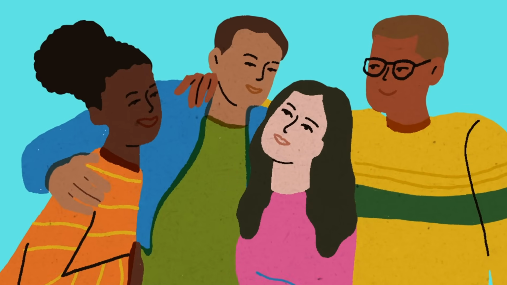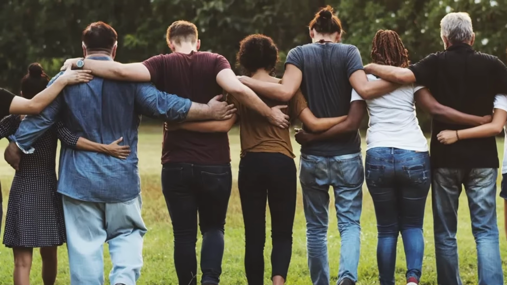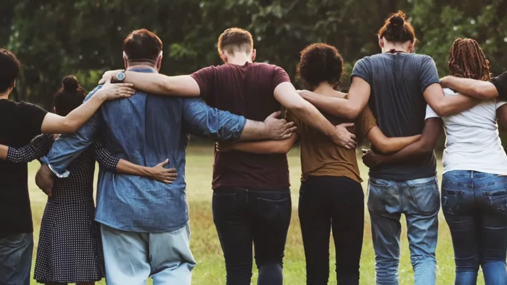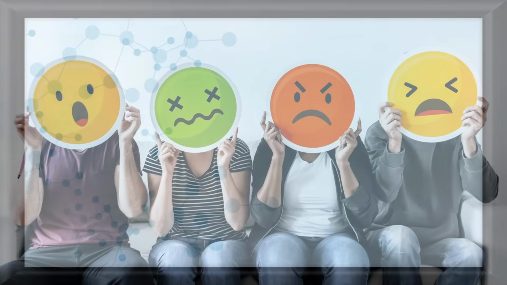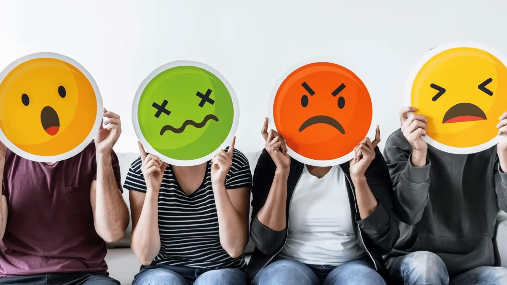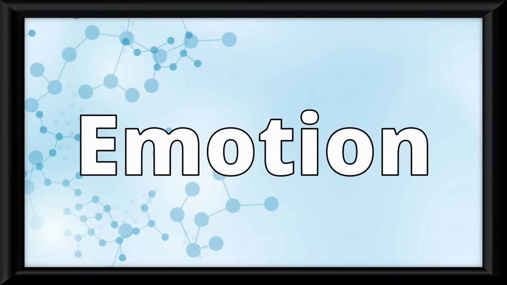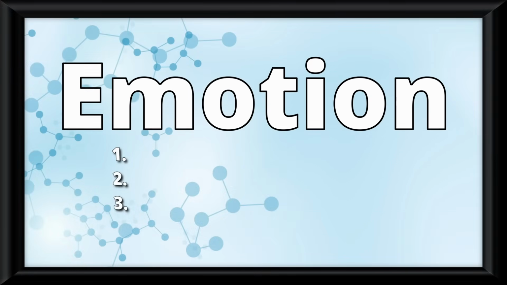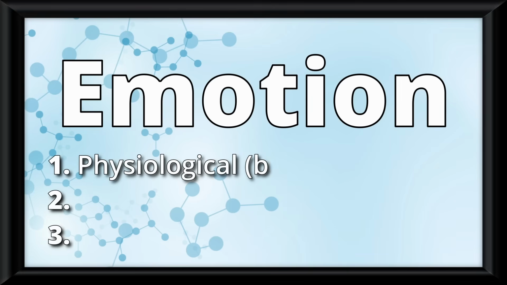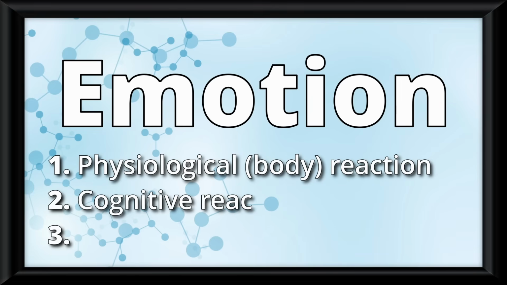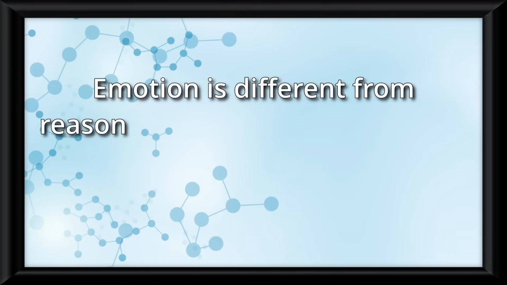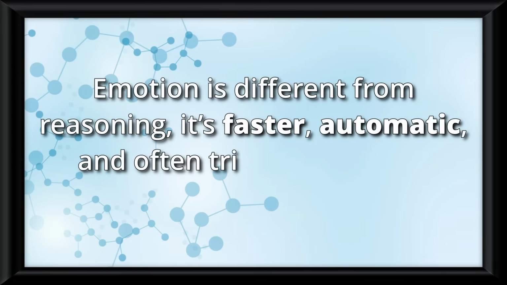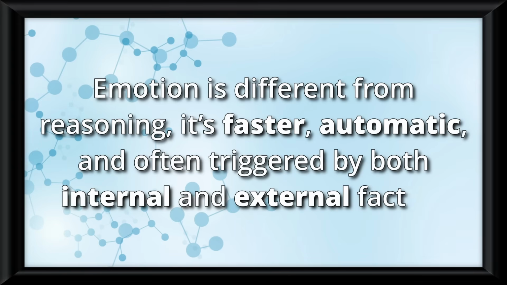Even if you don't want to admit it, we all want to be accepted and have some version of social connection, and that's why things like relationships and friendships will form. Emotion is very complicated. The reason I say that is because emotion is not just one thing, but a combination of 3 things: your physiological or body reaction, your cognitive reaction, and your behavioral reaction. Emotion is different from reasoning. It's faster, automatic, and often triggered by both internal and external factors.